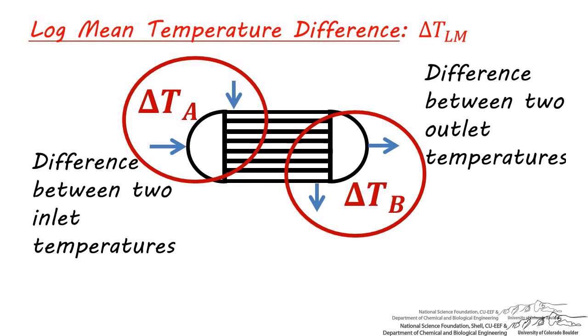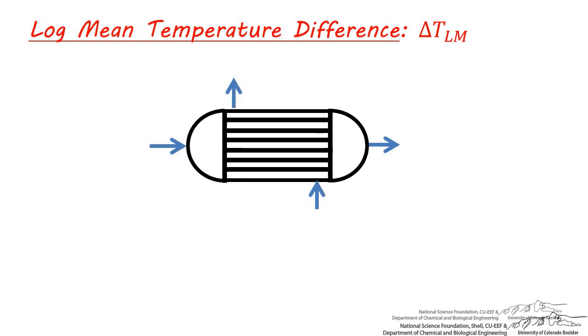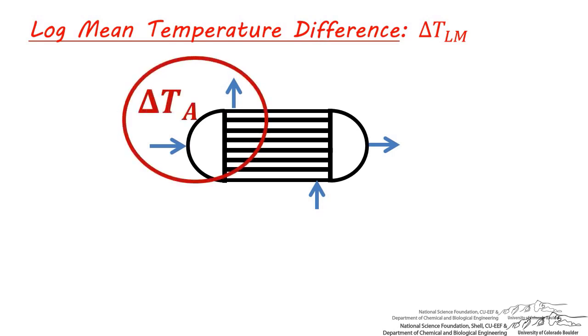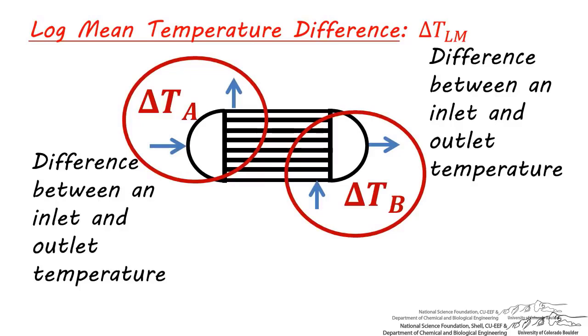not a set rule. If we were to consider a countercurrent heat exchanger such as this one, which has a shell side flow going the opposite direction, the temperature difference at end A is still delta T sub A, and the temperature difference at the other end is still delta T sub B. The only difference is that these delta T's now represent the difference between an outlet and inlet temperature.